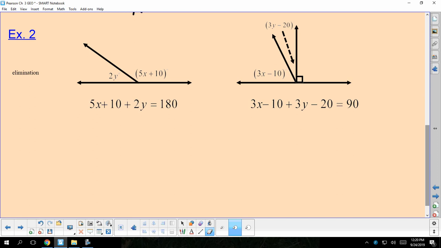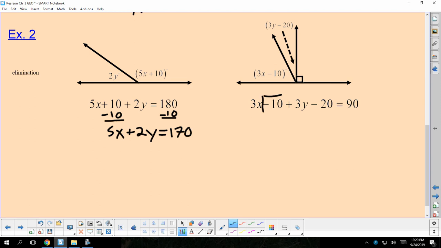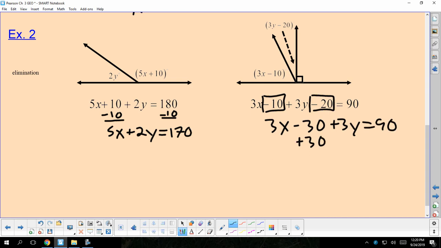So I'm going to first subtract 10 from both sides here. And I get 5x plus 2y equals 170. This one I'm going to combine my like terms. Can I get 3x minus 30 plus 3y equals 90. I'm going to add that 30 to the other side. I get 3x plus 3y equals 120.